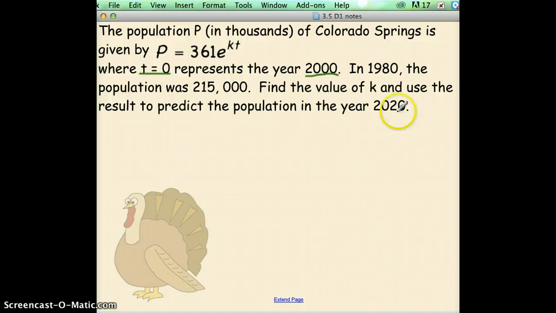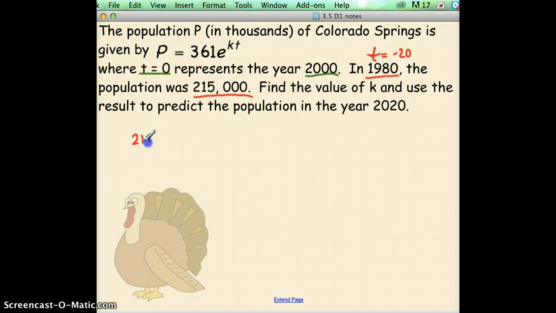All right, we got to use this information. In 1980, the population was 215,000. What would t be in 1980? If t was 0 in 2000, what's t back in 1980? So it's like going backwards in time, right? That's 20 years before the year 2000, so t would be negative 20. So when t is negative 20, our population p is 215,000.